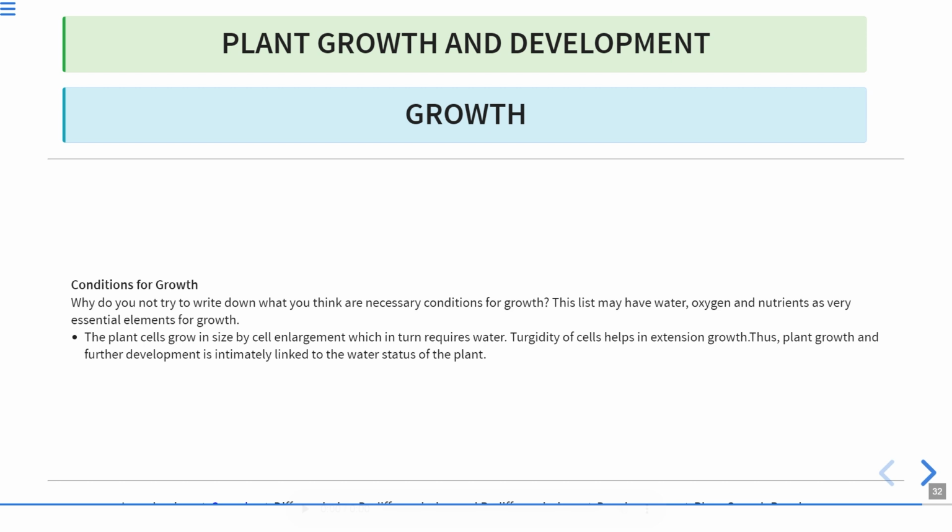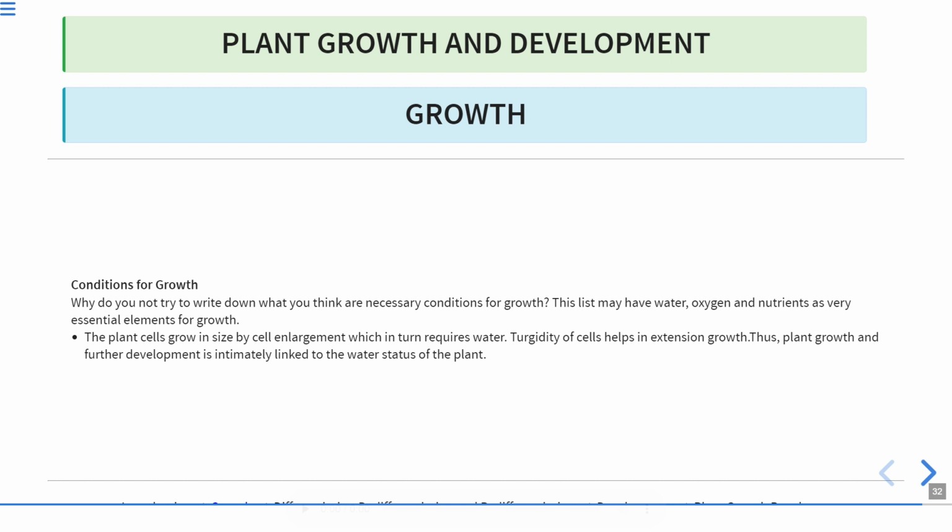Okay, so the water will be absorbed by them. So the turgidity of the cells helps in extension growth. So how do the cells become turgid? When they absorb more and more water. The water gets filled inside the cell and the cell becomes very turgid.